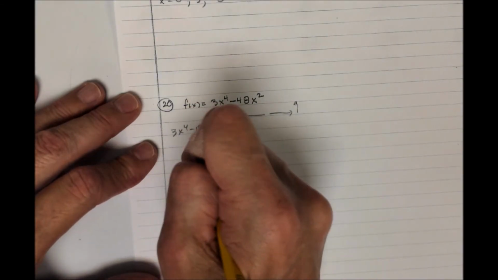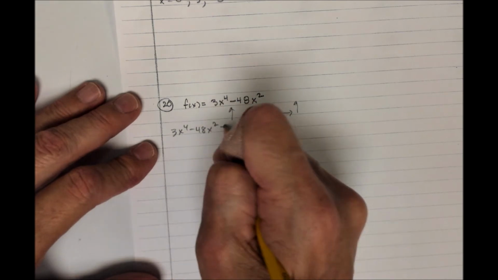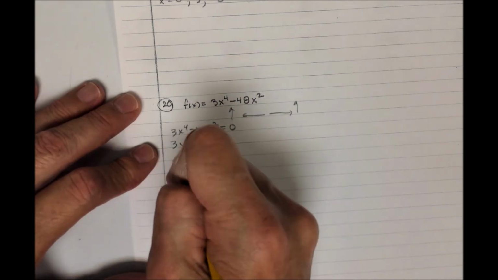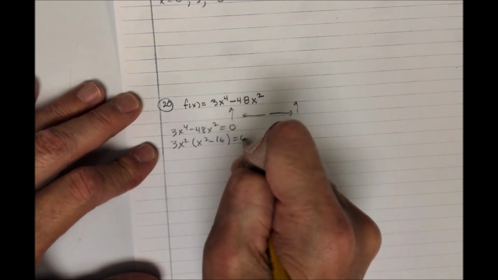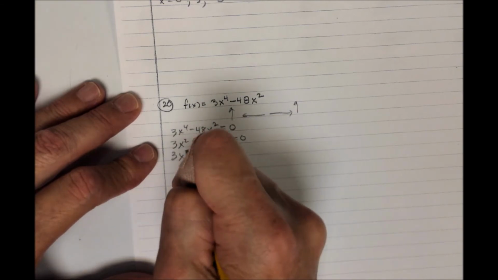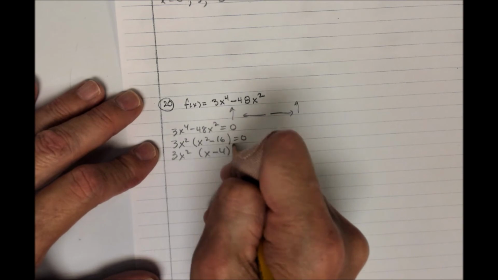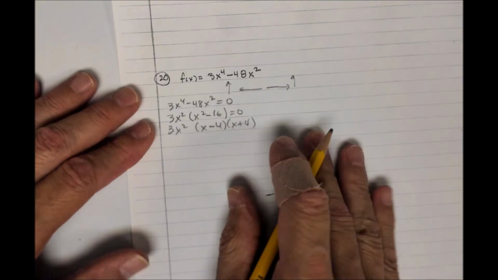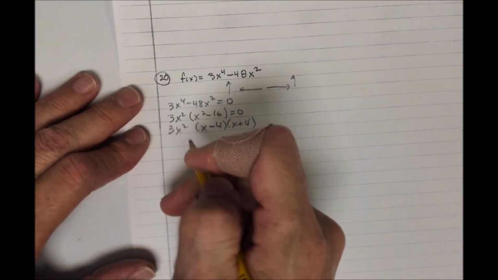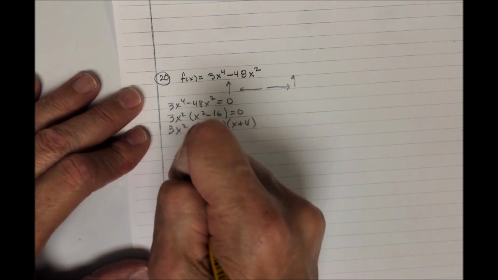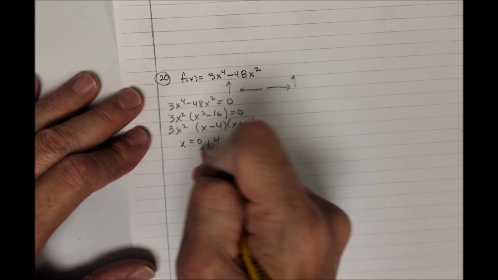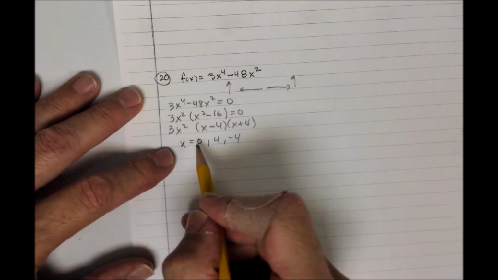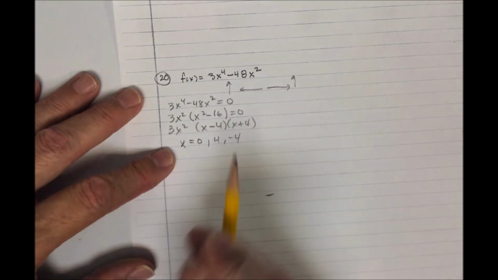minus 48x to the 2nd equal to 0. I can factor out a 3x squared. It gives me x squared minus 16. Oh, that's nice. Now the difference of squares, that's x minus 4 times x plus 4. So I've got a double rooted 0 here. So my zeros of my function are 0, 4, and negative 4, but my x-intercepts are going to be (0, 0), (4, 0), and (-4, 0).